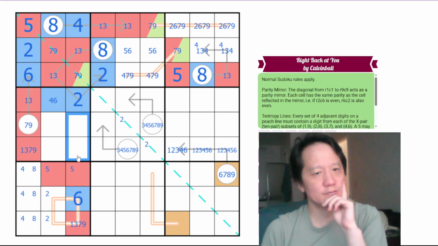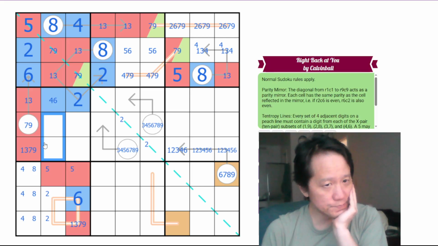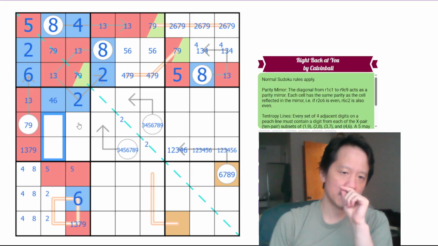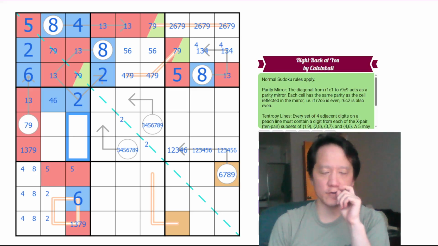One of these is even, one of these is odd, which means one of these is even, one of those is odd. That means the 8 has to be one of these.